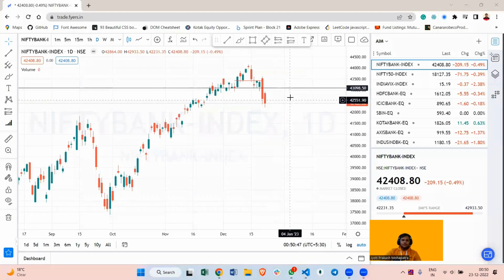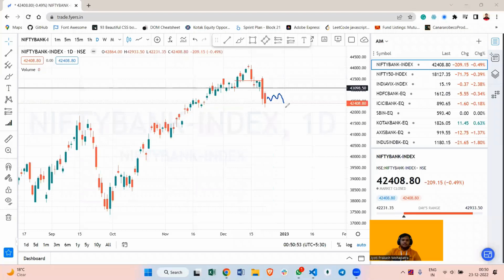Then after that, we can take any kind of buying or selling trade. And if it opens gap up and does not close above 42,600 or 650, and if it shows any kind of negative movement there, then we are going to take a trade for selling, and we can set our target to 40,400 to 40,250.